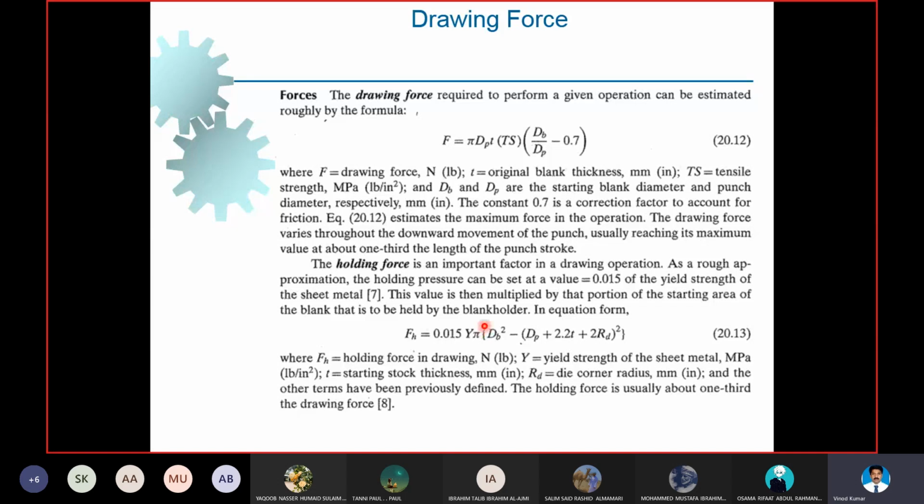So remember, what is the difference between them? F is the maximum force required for the drawing operation. FH is the holding force, or holding pressure, required to undergo the drawing, which is normally 1/3 of the maximum force required.